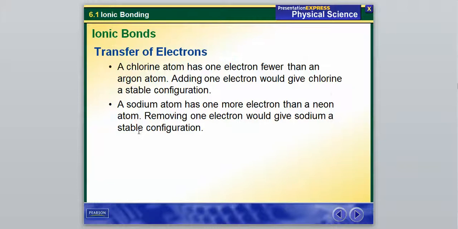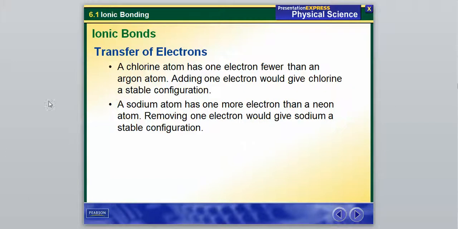A couple examples: a chlorine atom has 1 electron fewer than an argon atom, so adding 1 electron would give chlorine a stable configuration. And on the opposite side, a sodium atom has 1 more electron than a neon atom, so removing that 1 electron would give sodium a stable configuration. Remember, sodium is an alkali metal in the 1A group, so it's very reactive. If you take that 1 electron from its outer shell, its next shell would be completely filled. That's why taking 1 away from sodium makes it more stable.